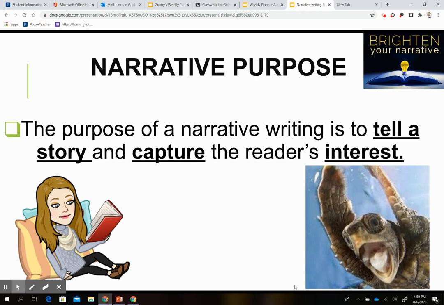Then narrative writing has a purpose. The purpose of a narrative is to tell a story and remember, capture the reader's interest. Your narrative should be so interesting that when the person reads it, they should look like this turtle. They should be so excited they can't put the book down. They just want to keep reading and find out more.